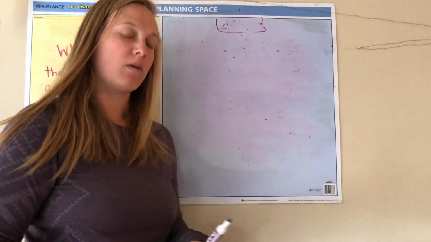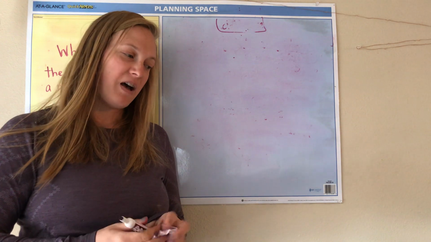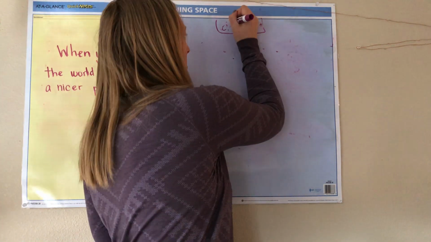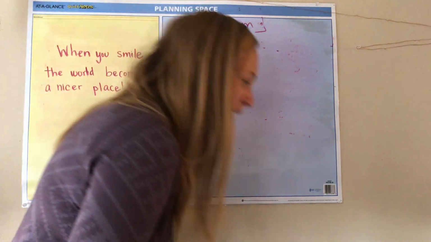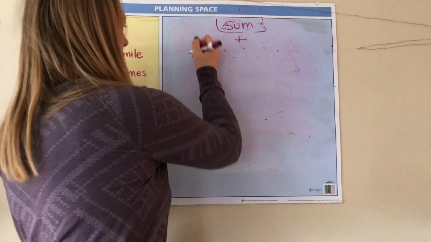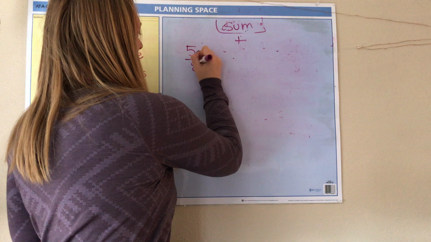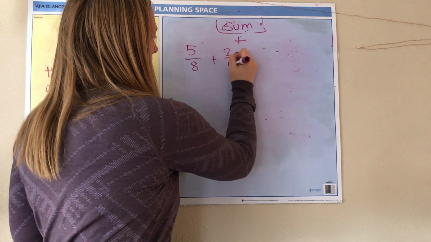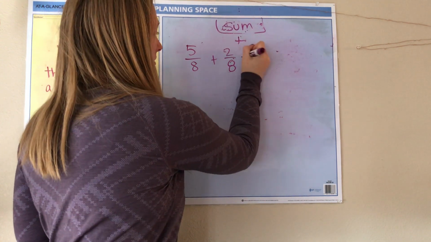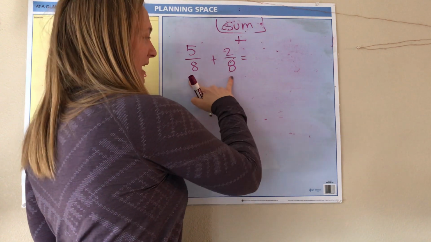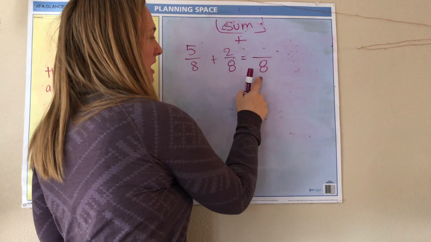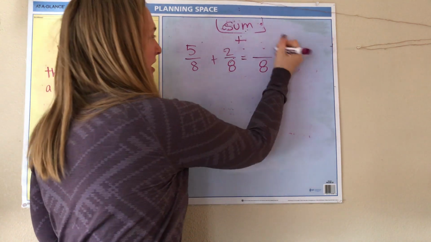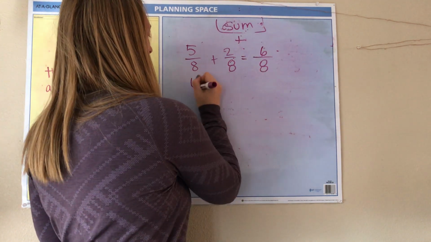Hi, welcome back. Question number 5, we're going to go over it. So, keyword is sum. Sum means to add. We are adding 5/8 and 2/8. Can we add as is? Yes, we can. Our denominators are the same. So, 8 stays the same in our denominator. We add our numerators, 7.